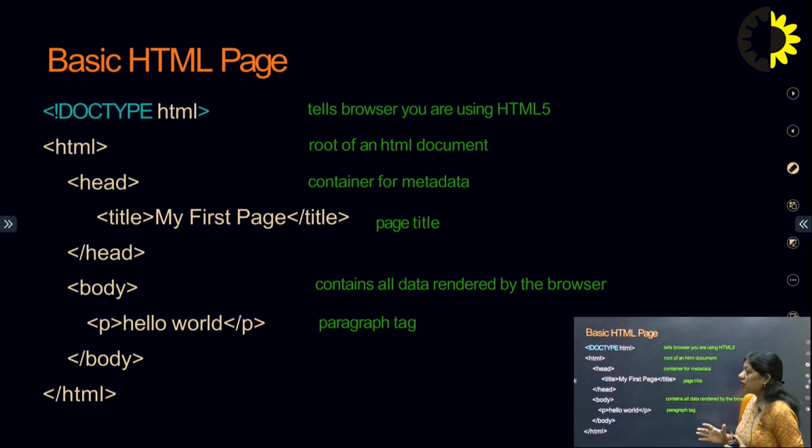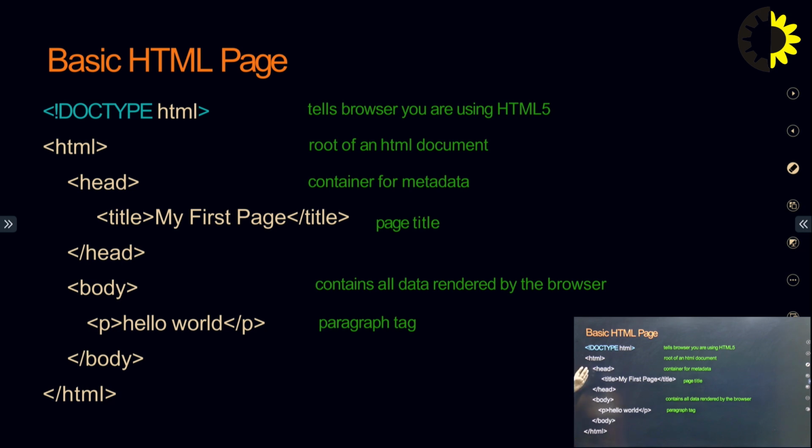Now we will understand the meaning of this code. First, I have written the exclamation sign, DOCTYPE html. DOCTYPE html tells the browser which version we are going to use in our HTML file. So this DOCTYPE html tells us that we are using the HTML5 version. Now html is the root of the HTML element, and within the root we want to write some content.